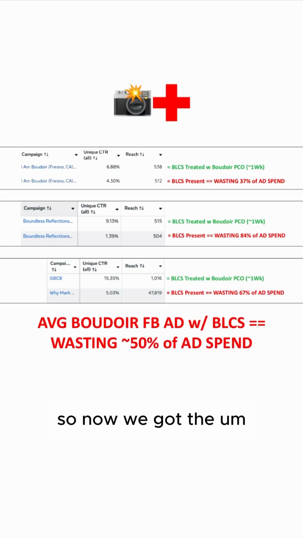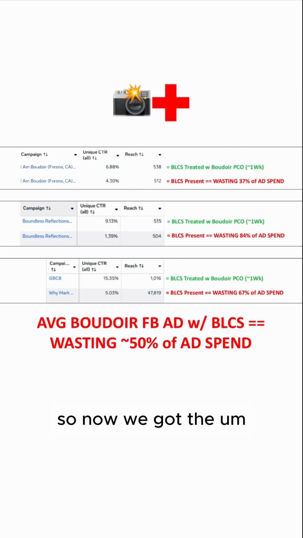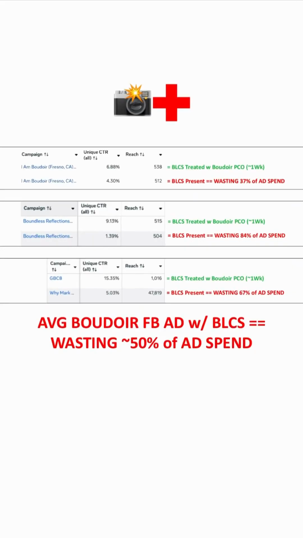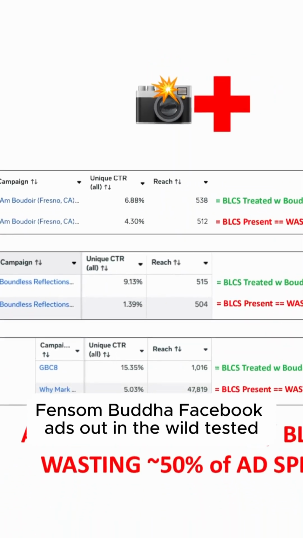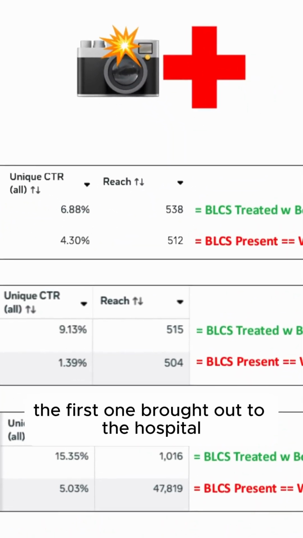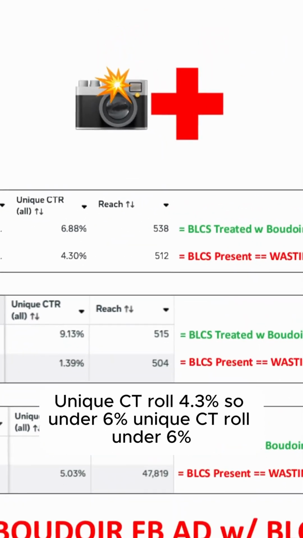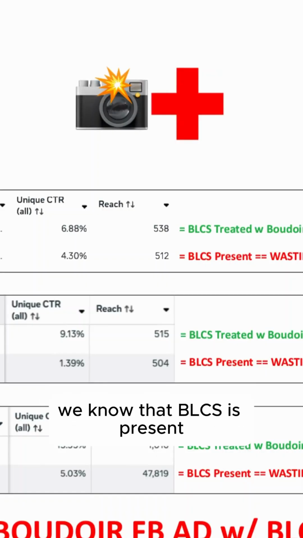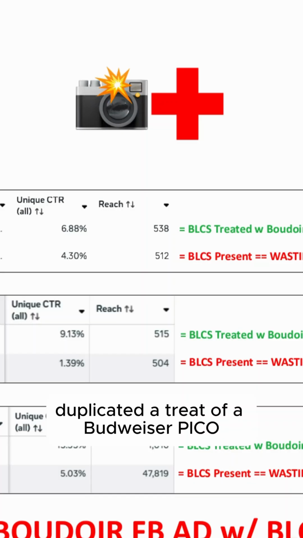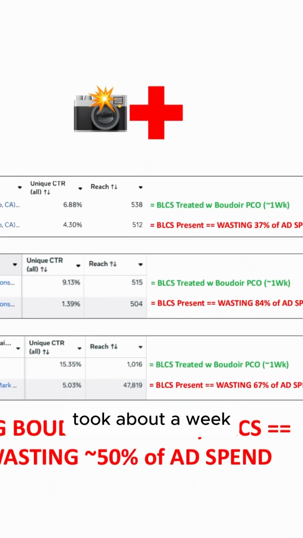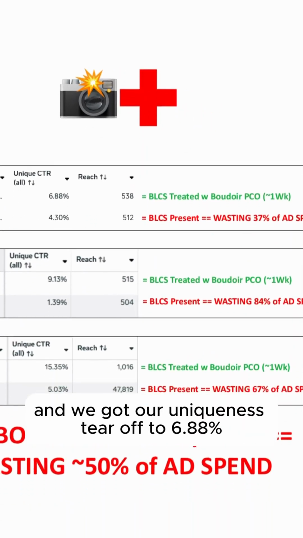So now we got my residency here. Found some Boudoir Facebook ads out in the wild. Tested the first one, brought it to the hospital. Unique CTR 4.3%, so under 6%. We know that BLCS is present. Now we duplicated it, treated with Boudoir Pico. Took about a week. And we got our unique CTR up to 6.88%.